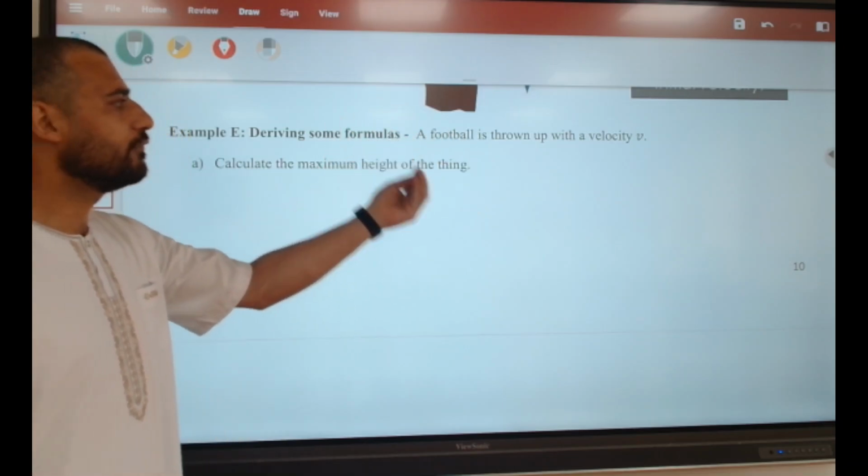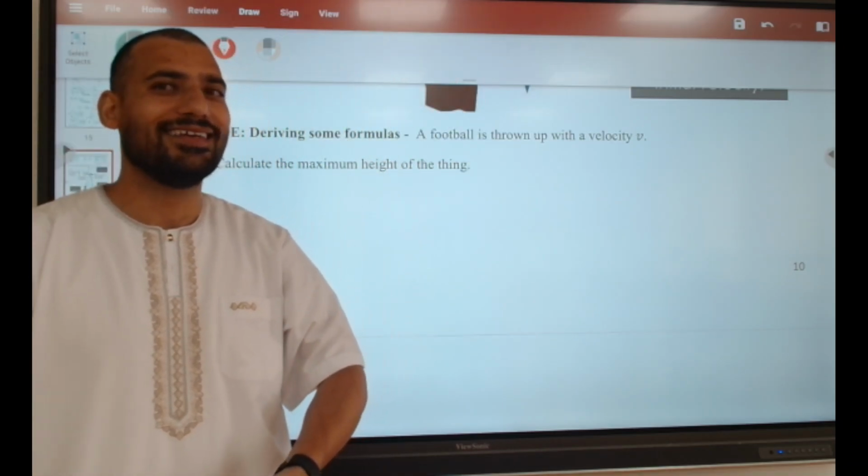The first question is, a football is thrown upwards with velocity v.